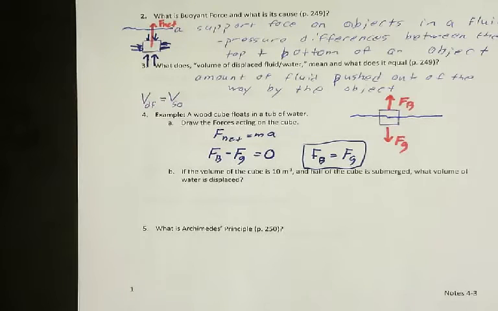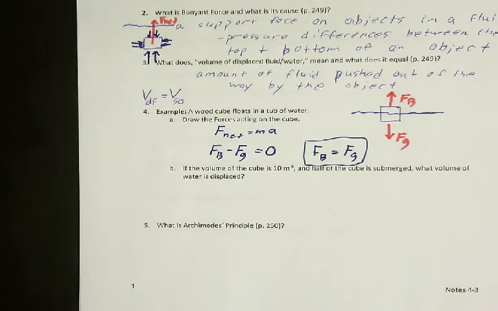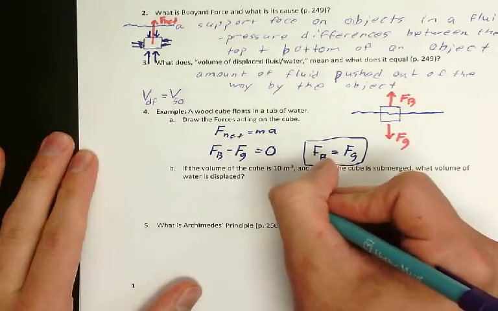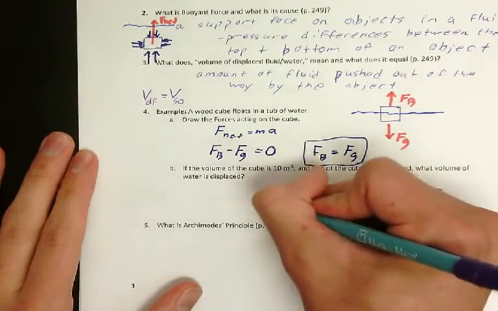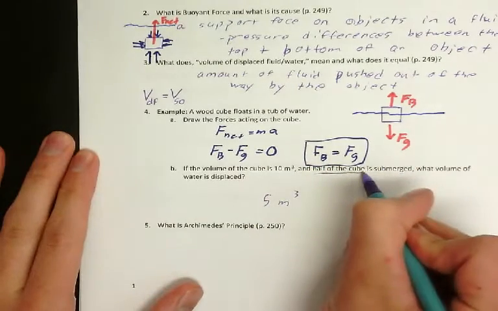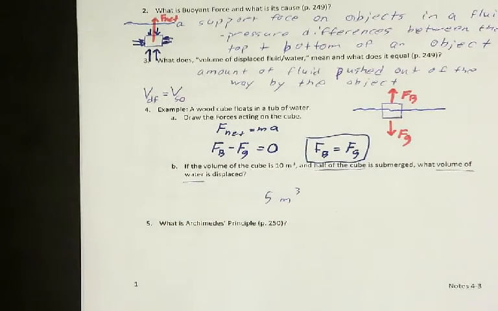Where are we time-wise? Oh, we're doing good. If the volume of the cube is 10 cubic meters, half the cube is submerged. What's the volume of the displaced water? Half. If half of the cube is in the water, then half of that is displaced water. So it'd be 5 cubic meters.